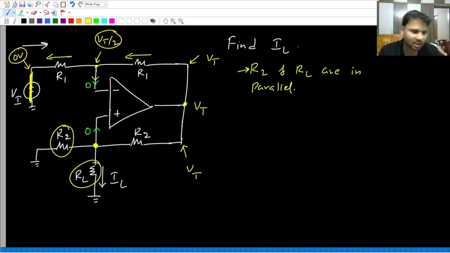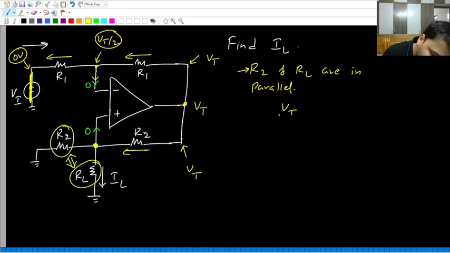If two resistors are in parallel, they can be clubbed into a single resistance, whose value will be R2 into RL divided by R2 plus RL. So it is as if you combine these two resistors into one single equivalent resistance. And that single equivalent resistance will be in series with this R2, yes or no?